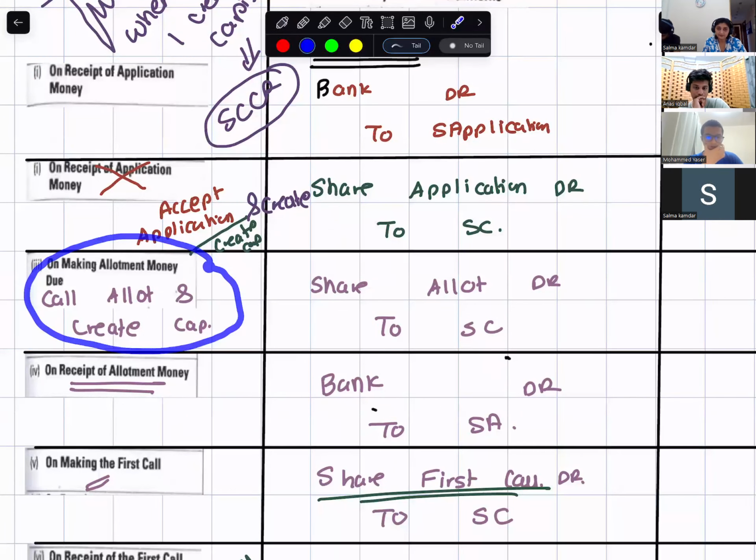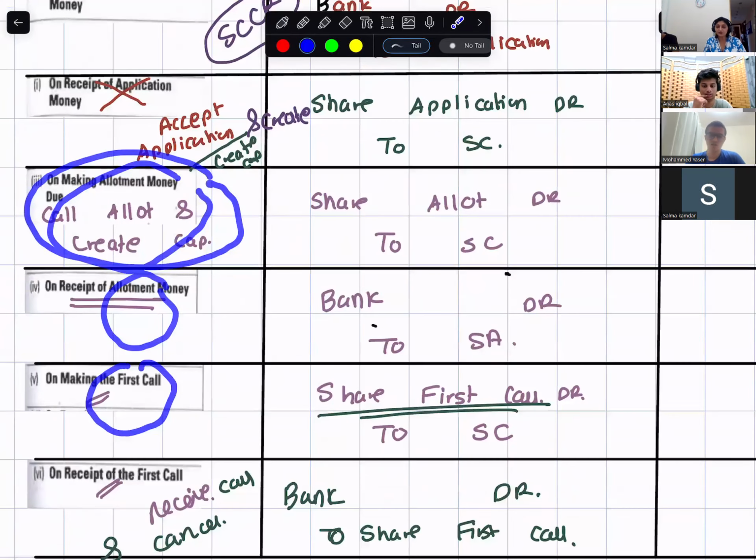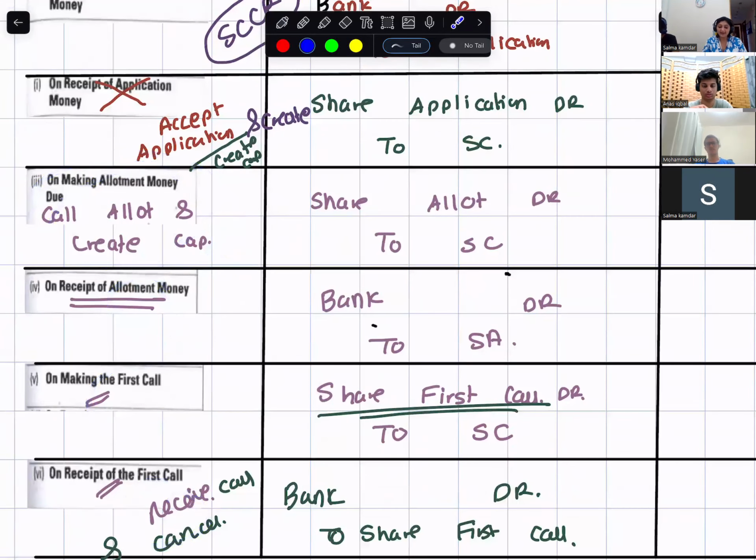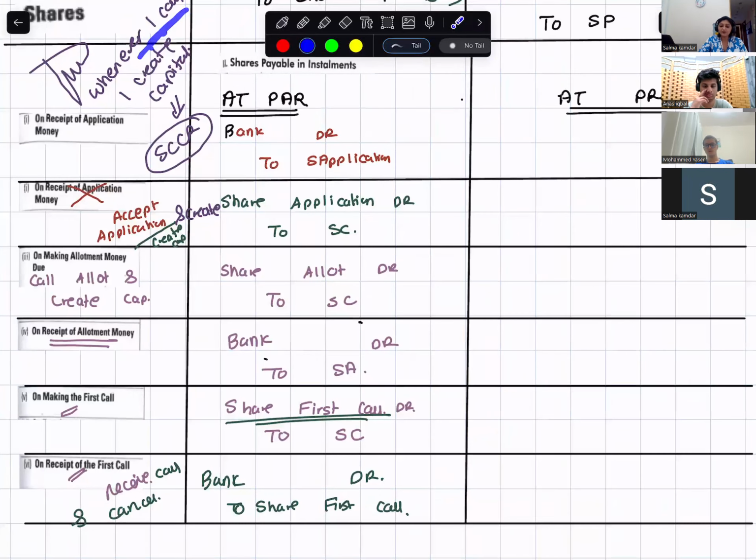Then we'll call for allotment and create capital. Then we will receive the allotment. Call the first call, receive the first call. Okay. Whenever you call, you create capital. Are you with me? Receive application, accept application. Call allotment, receive allotment. Call the first call, receive the first call. Memorize this, I'm waiting for you.